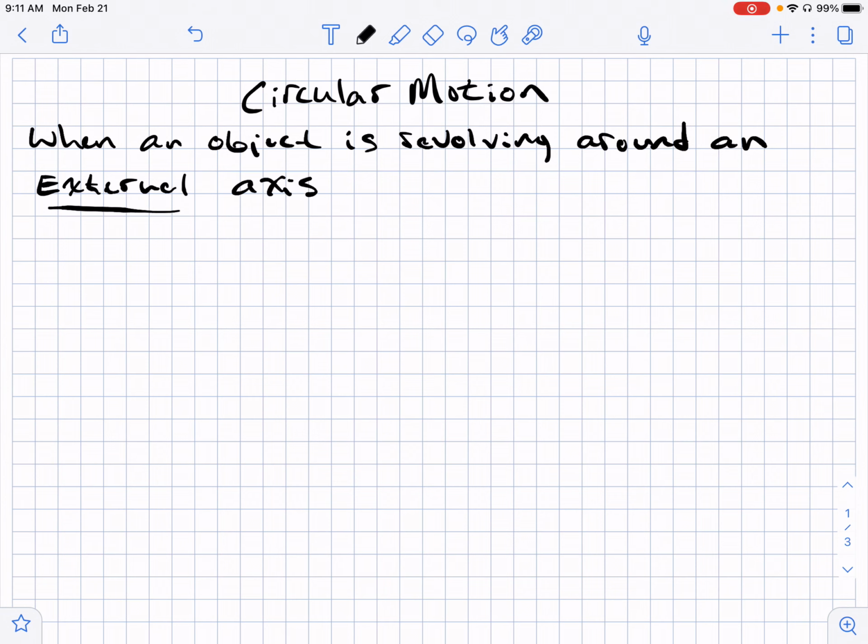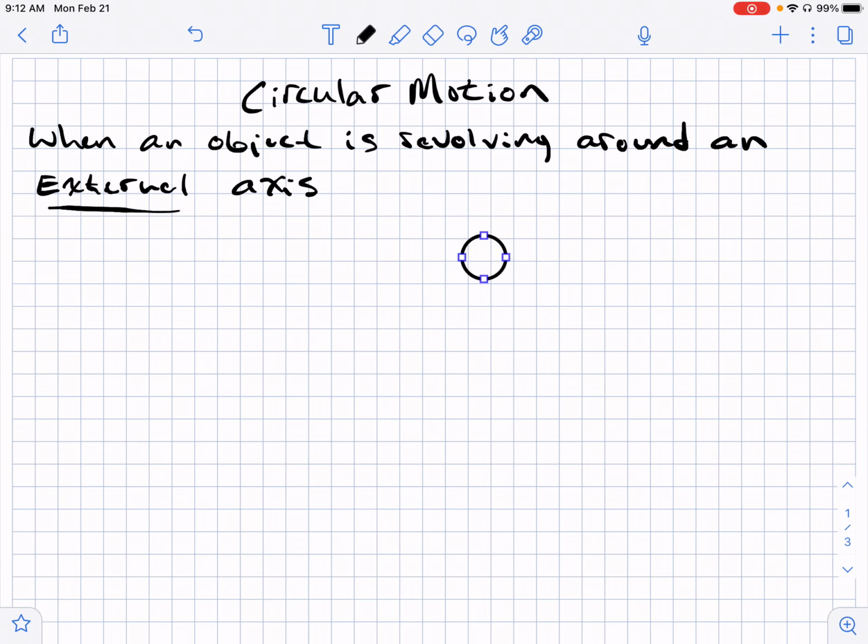Later in the year, we're going to start talking about objects that are revolving around an internal axis. That's what we call rotational motion, but we're not talking about that right now. We're talking about circular motion, and so it's an object revolving around some external axis.